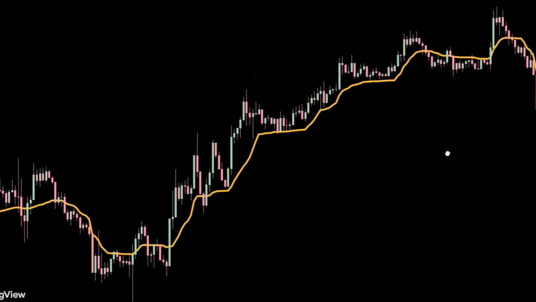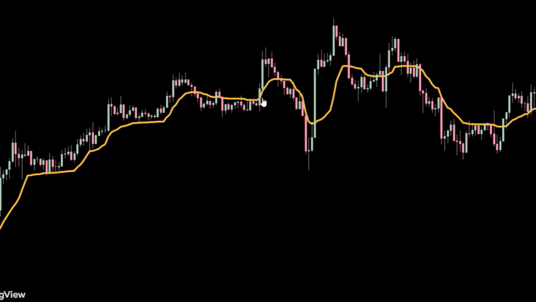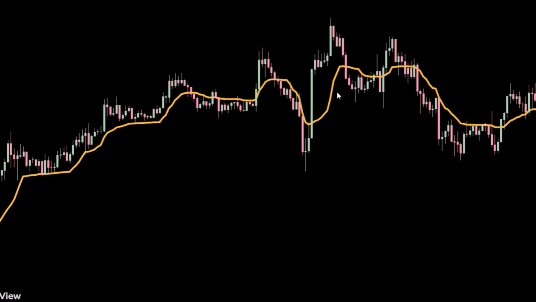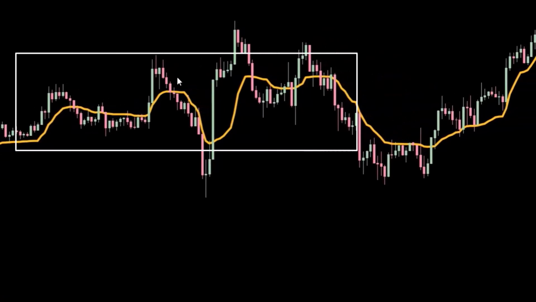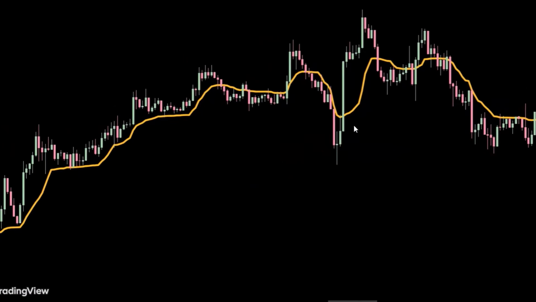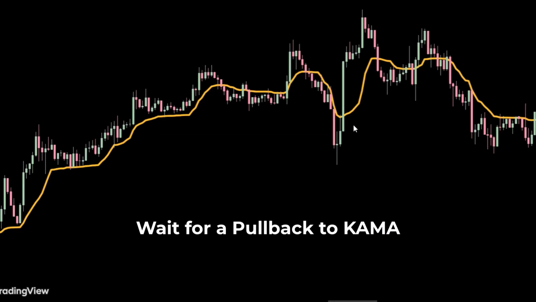But there's an important point. A simple price crossover is not enough for an entry. Look here. Price crosses above KAMA but quickly falls back below it. These quick crossovers can happen frequently when the market is moving sideways, giving us weak signals. So instead of chasing every crossover, we can wait for price to move back toward KAMA during an established trend. This pullback can give us a more controlled opportunity to enter.